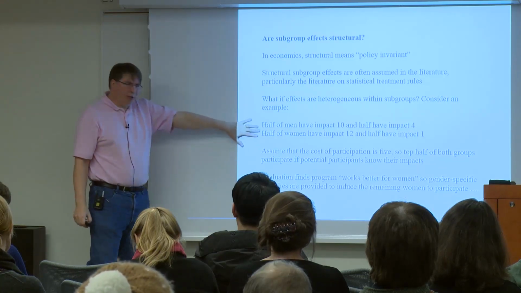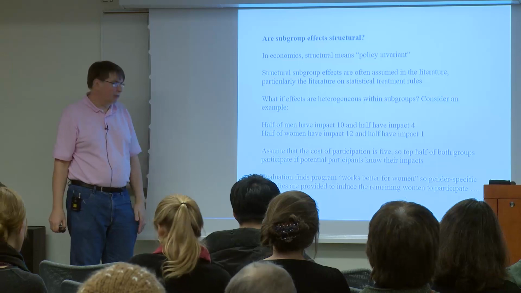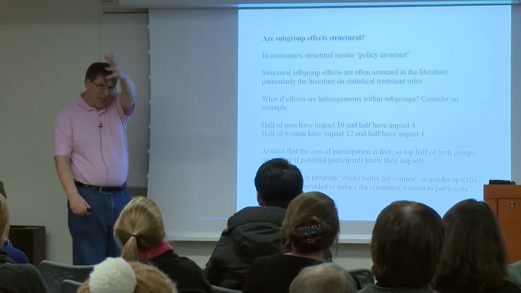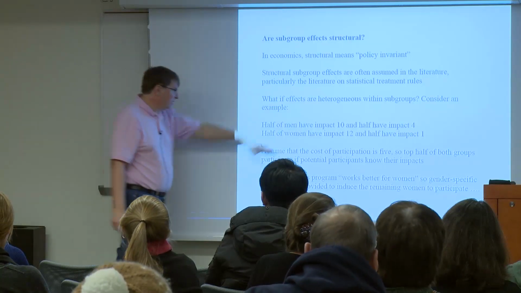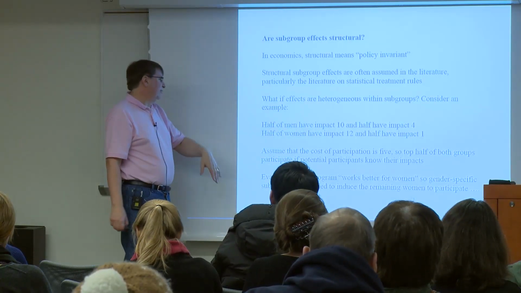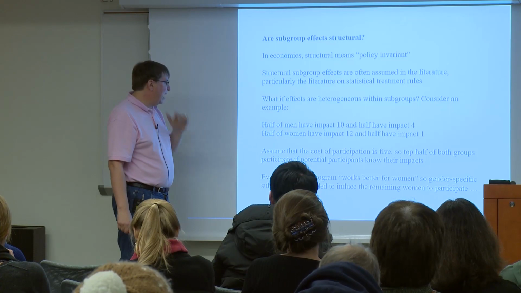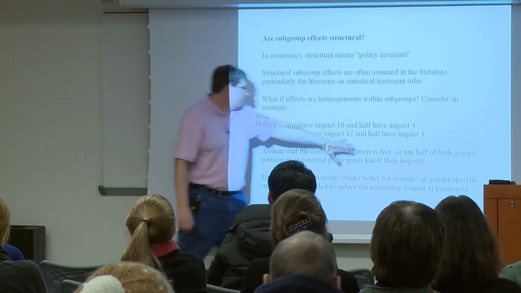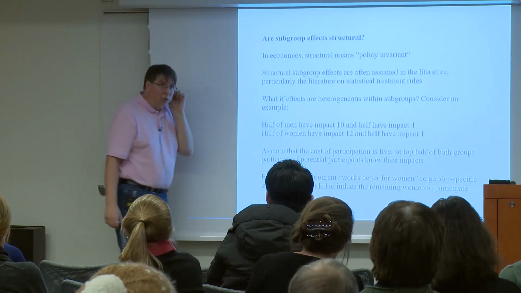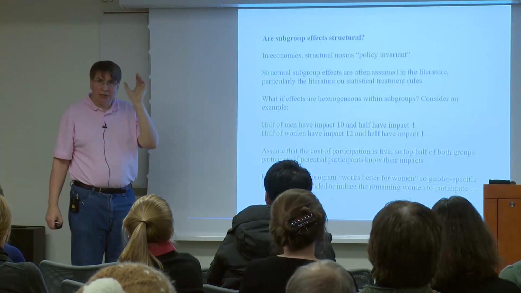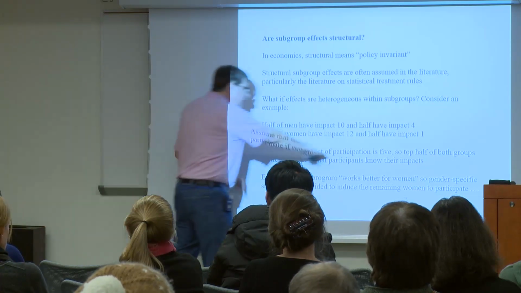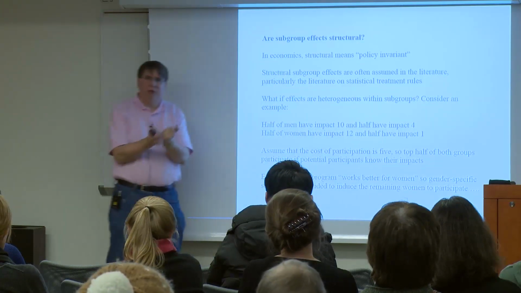So I have a little example here in which that is not true. Suppose we have some treatment, say our smoking cessation treatment, and the outcome could be number of cigarettes per month. Let's suppose that half of men have an impact of 10, half have an impact of 4, half of women have an impact of 12, and half have an impact of 1. So there are heterogeneous treatment effects within subgroups. And then further, let's suppose that the cost of participating is 5 and that people know their impacts.